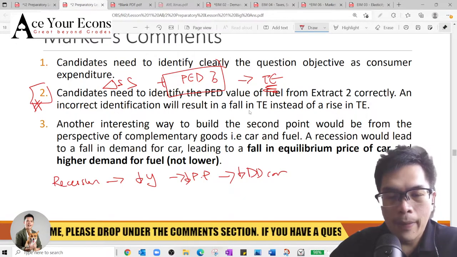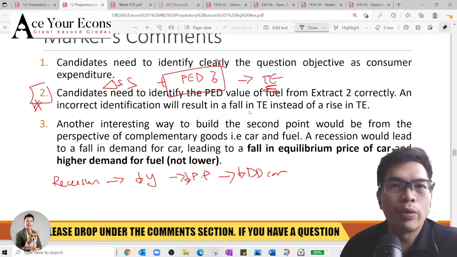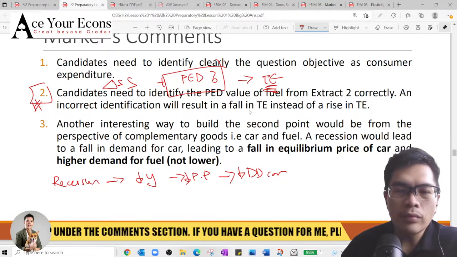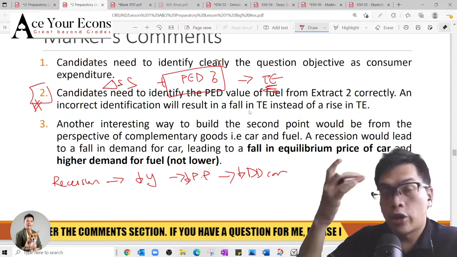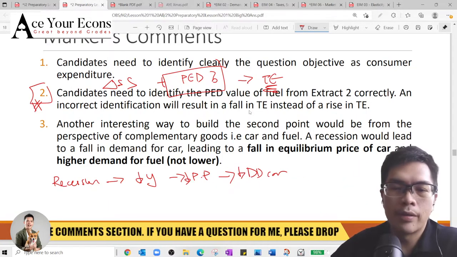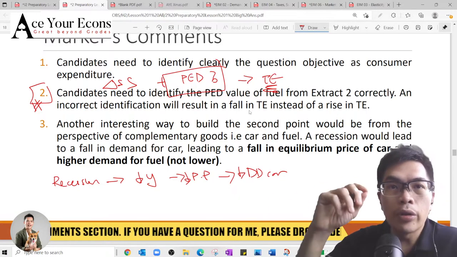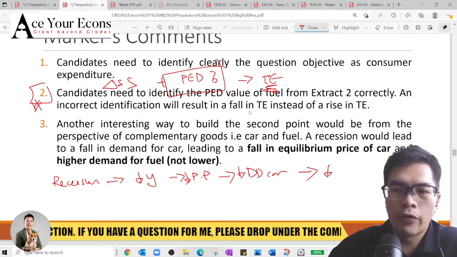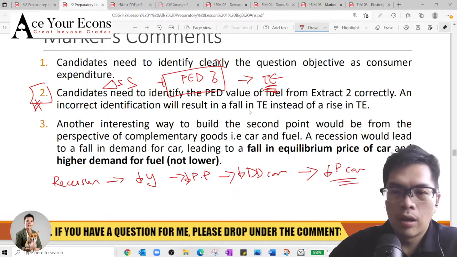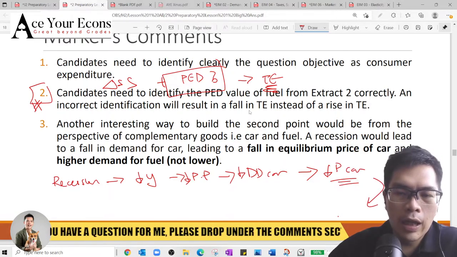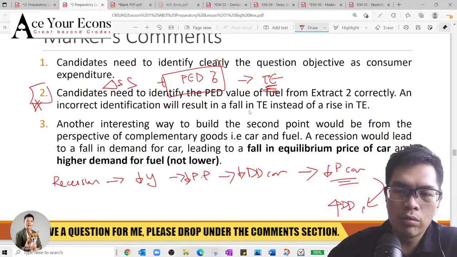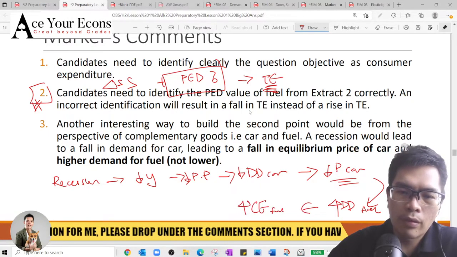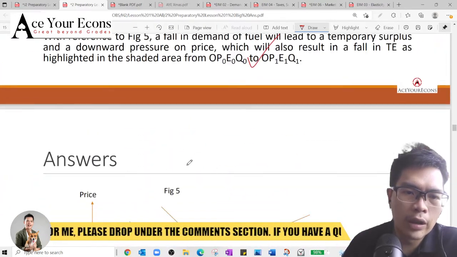When there's a fall in demand for car, we need to deduce what is the relationship between car and fuel. So car and fuel, they are joint in consumption, or what we call complements. Therefore, if you want to use this relationship, make sure you relate that a fall in demand for car will lead to a fall in price of car. And when there's a fall in price of car, this will drive up demand for fuel and higher consumer spending for fuel. It's just the reverse of what we have drawn earlier on here.